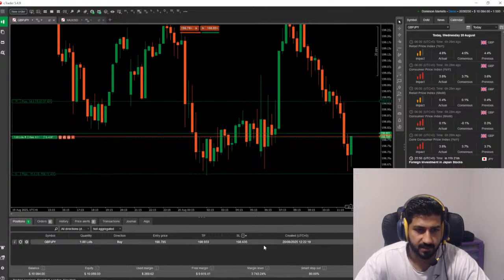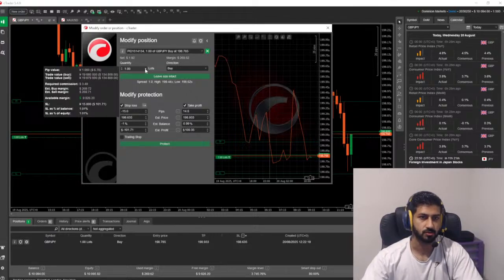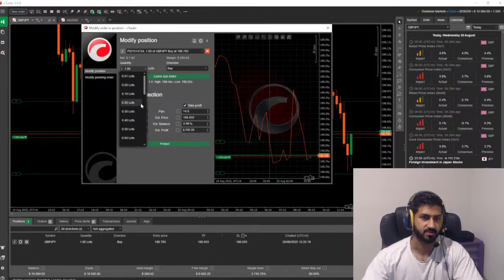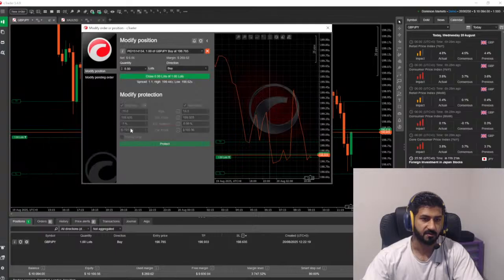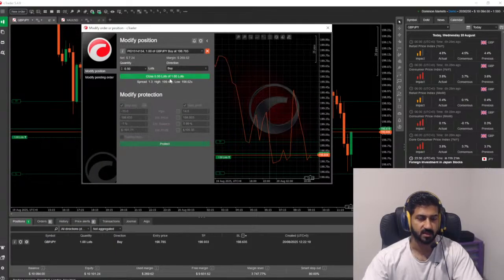So by double clicking on cTrader, you should be able to manage your positions. You should be able to close or add positions here. So let's say if I want to close 50% of my position, I'll click 0.50 lots. If I have opened one lot here, I'll click 0.50 lot and I'll click this and it will close 50% of my position.